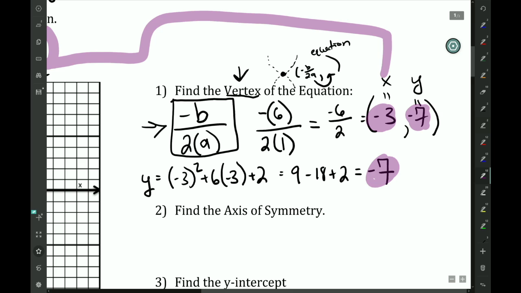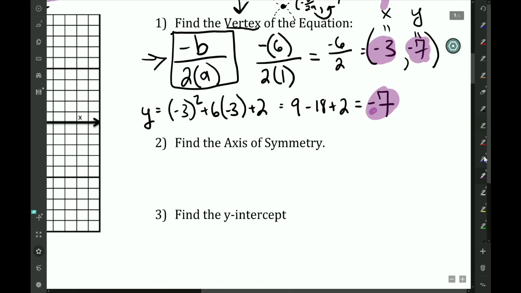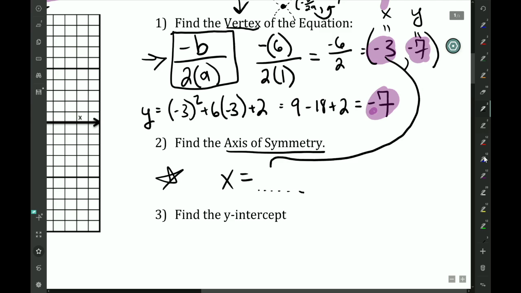Okay, we can get to graphing, but actually we have some more. Now this might seem like a lot of work, but it's really not too bad. Find the axis of symmetry. Axis of symmetry is always x equals the x-coordinate of the vertex. So x equals negative 3. Okay, we'll talk about that in a little bit.